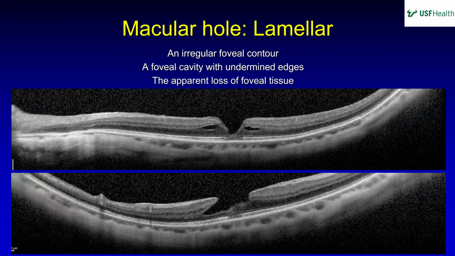This is a lamellar macular hole, which one of you guys talked about very nicely. So there are 3 requirements for a lamellar macular hole: irregular foveal contour, which is pretty common, a foveal cavity with an undermined edge, and apparent loss of tissue. So if you don't have the undermined edge, it's hard to call a lamellar hole, right.